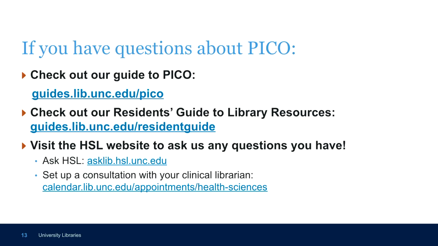This has been an overview of using the PICO framework for performing literature searches. Check out our guide to the PICO framework at guides.lib.unc.edu/PICO. The resources mentioned today and in the other videos in this series will be available to you in a PDF format. The instructions for how to download this will be at the end of this video.